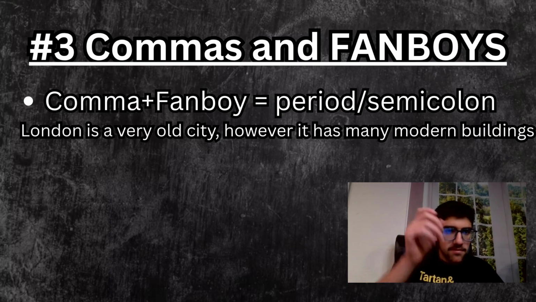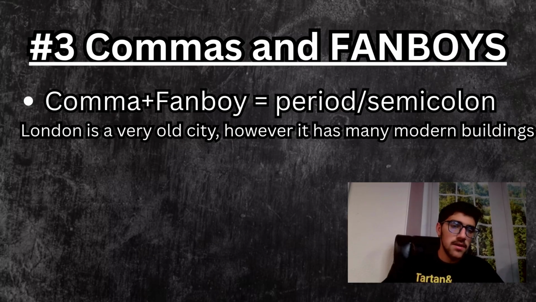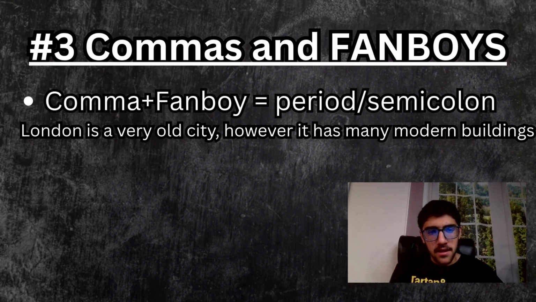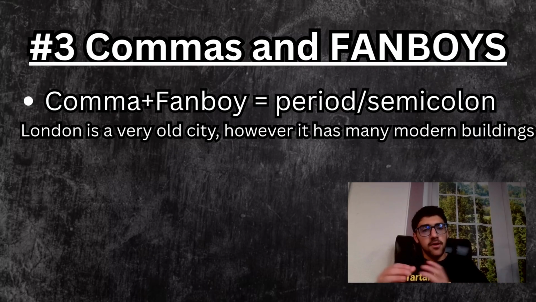For example, if you have: London is a very old city, comma, but some parts of it are extremely modern. You have a comma followed by but, which is one of the FANBOYS. That's the equivalent of a period, so you could say: London is a very old city. Some parts of it are extremely modern.